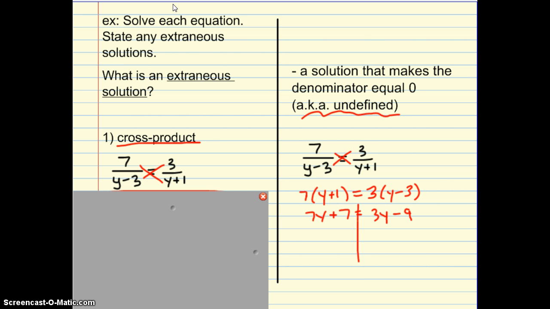The first type of problem that we're going to have is a cross product problem, and you're probably familiar with this. We're going to multiply on our diagonals. And what we have then is 7 times y plus 1 is equal to 3 times y minus 3. We'll go ahead and distribute that out, and we're going to solve this down.